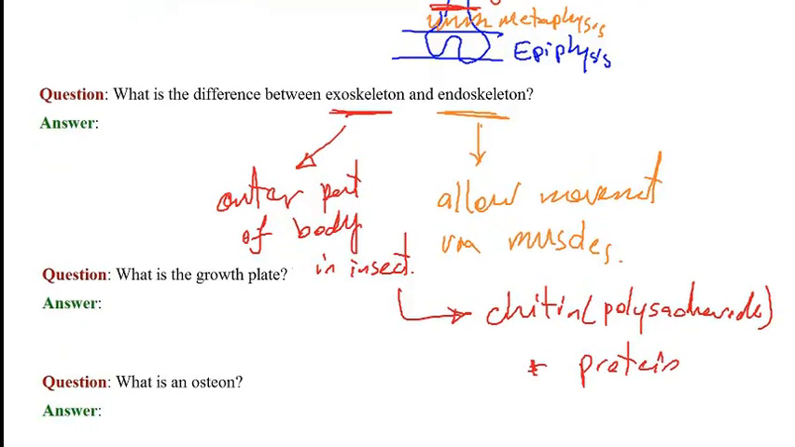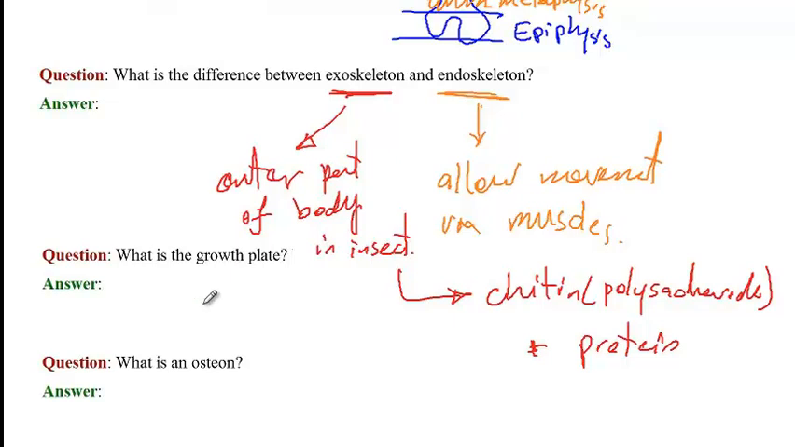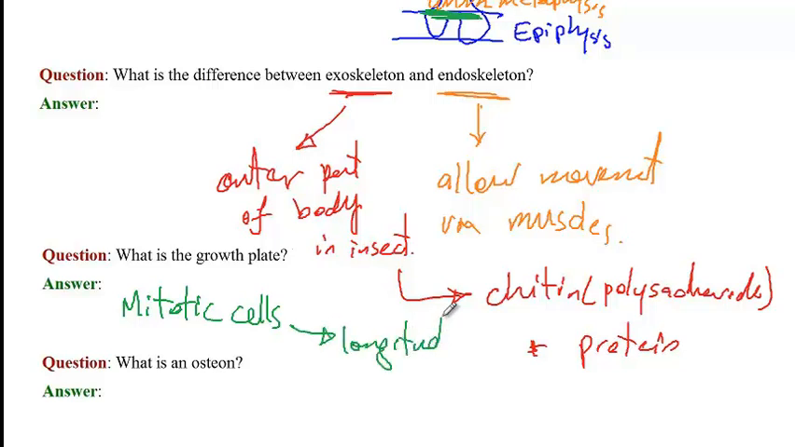The next question is, what is a growth plate? Basically, this is a cartilaginous structure that is located on the internal part of the epiphysis, and this structure contains mitotic cells that would allow longitudinal bone growth. So the fact that we can get taller as we age, like from childhood to teenager ages, it's because of the presence of growth plate in our bones that allow our bones to get longer.